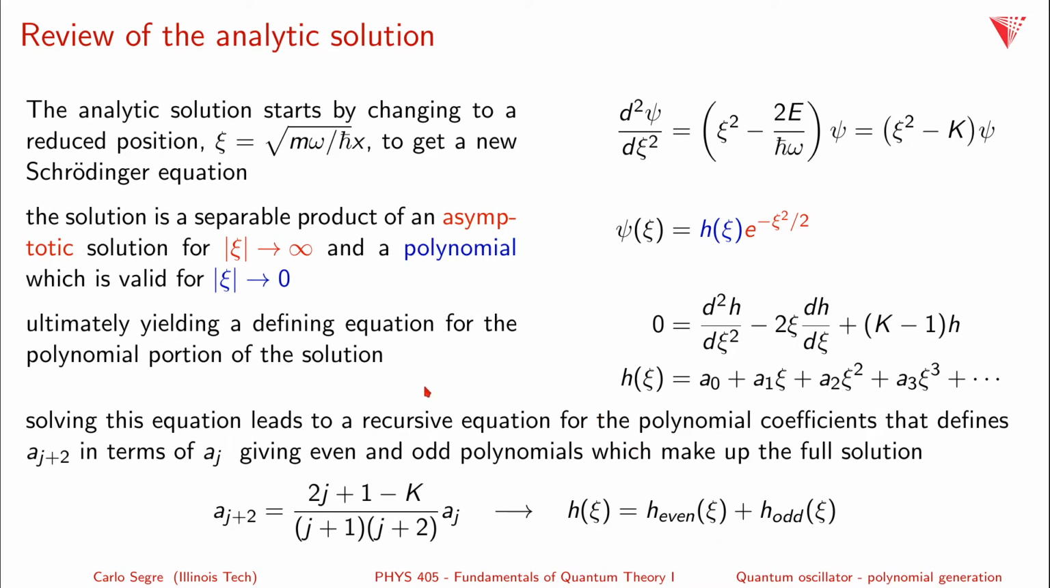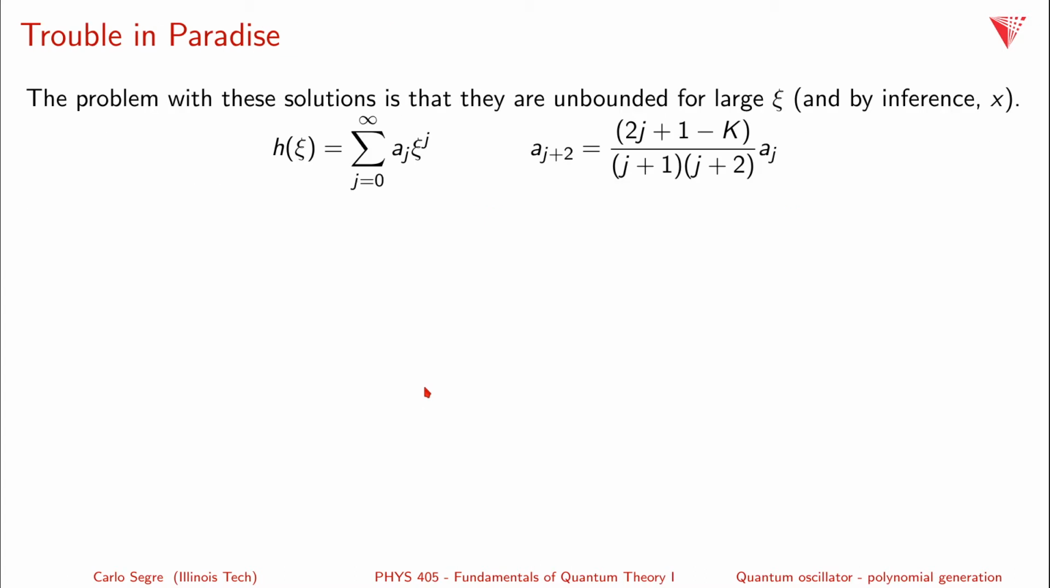But there's a problem here. This is the way our solution looks, and we can generate the coefficients with our recursion relation. The problem is that these solutions are unbounded for large values of xc. And since xc is proportional to x, it's the same thing. At large values, these solutions go to infinity, and that's really bad. And let me show you how that happens.